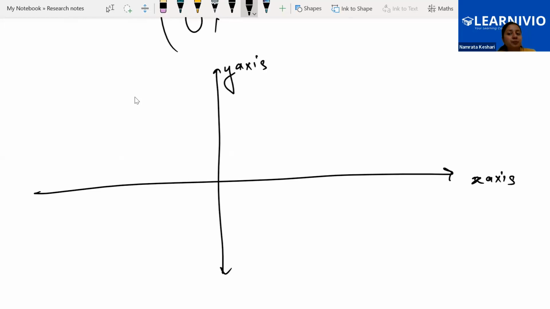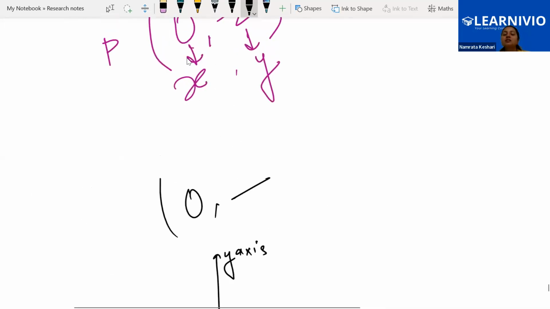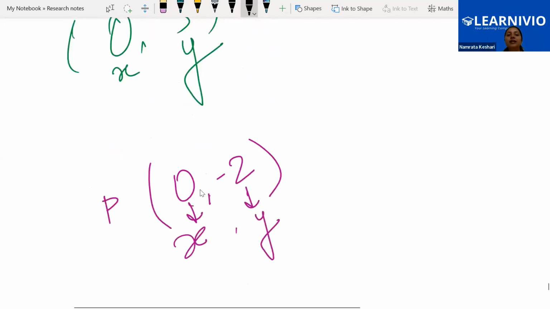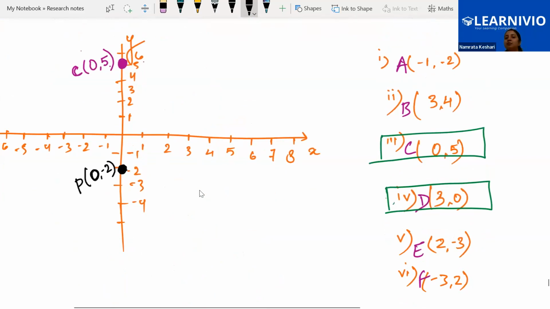So again, I would repeat that whenever we have X as 0 in our coordinate, the first number, if the X is 0, then the point will always lie on the y-axis. If y is a positive number, we have to go in the upward direction of the vertical line. If y is a negative number, we have to go in the downward direction of the vertical line, just like this one. (0, 5) point C we have located, (0, -2) point P we have located. I have taken one more example.